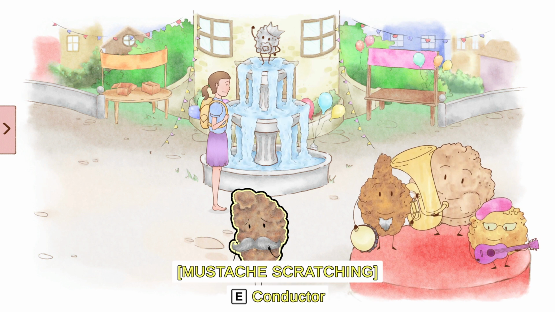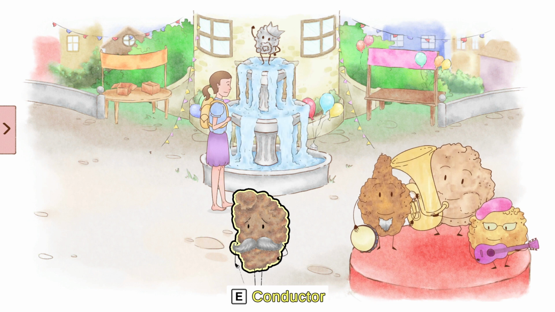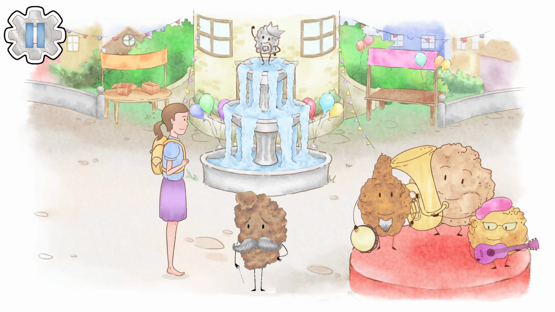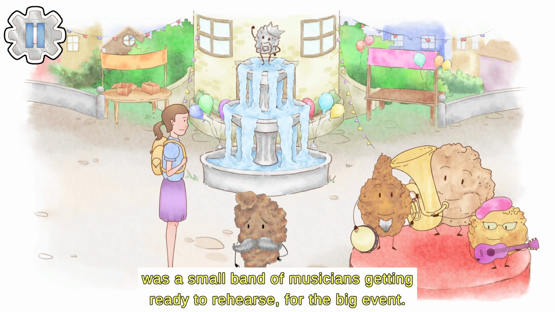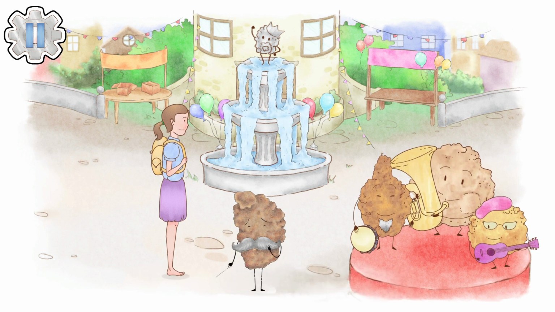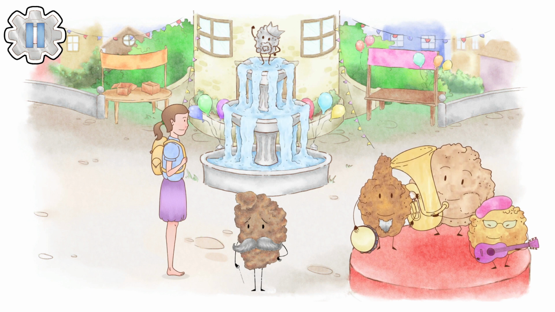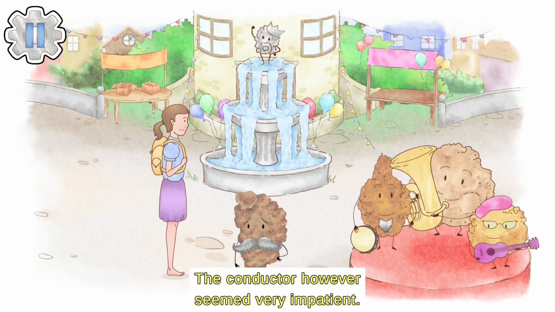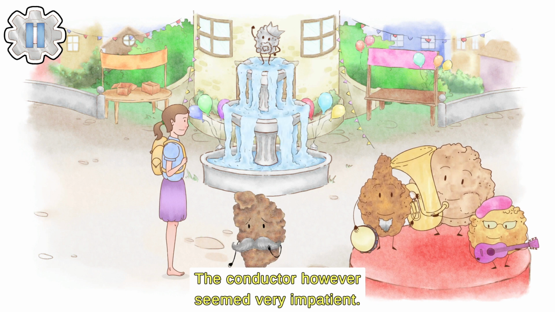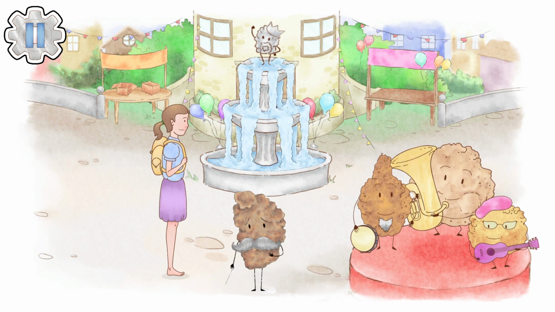Conductor. In the town square was a small band of musicians getting ready to rehearse for the big event. On a bright red bandstand, there are three Crumbles of various sizes, each waiting with their instrument. There is a tambourine, tuba, and ukulele. The conductor, however, seemed most impatient, tapping his foot. Those are the most random instruments. A mustached Crumble, holding a baton at his side.